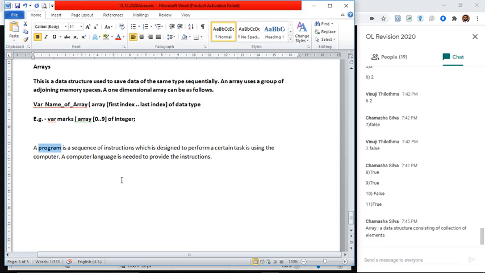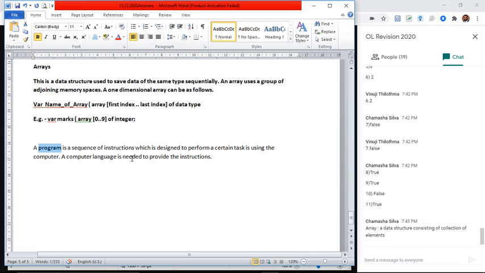They help to do a specific task. So what is a program? A program is a sequence of instructions, one after the other. A sequence of instructions which is designed to perform a specific task using the computer.